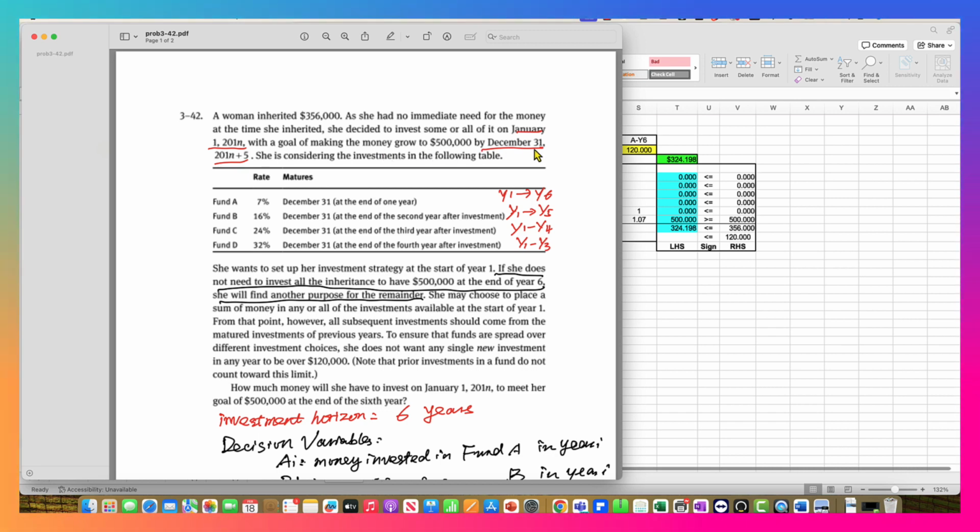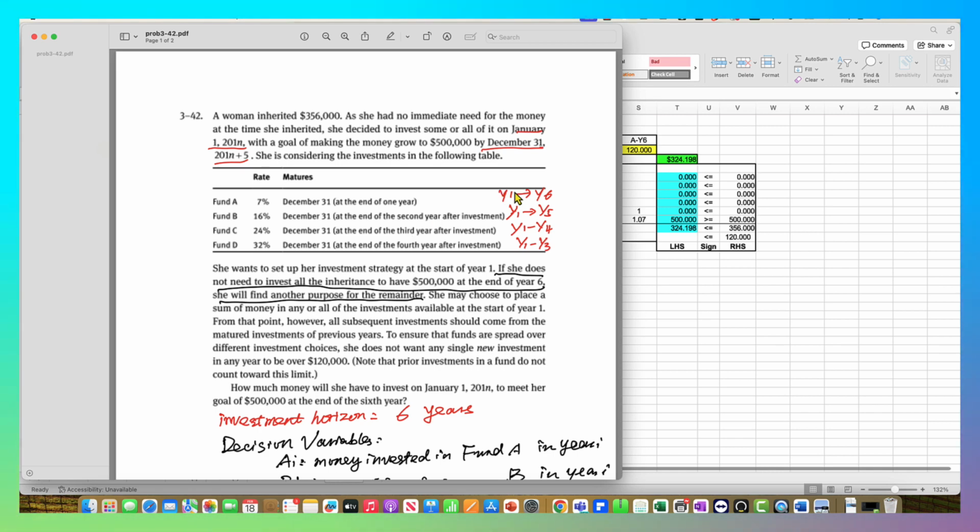$500,000 by December 31st, 2001 plus 5. Therefore, the investment horizon is 6 years. There are 4 funds to invest in. Fund A has a 7% yearly return, maturity 1 year. Fund B, 16% return, 2-year maturity. Fund C, 24%, 3-year maturity. Fund D, 32%, 4-year maturity.